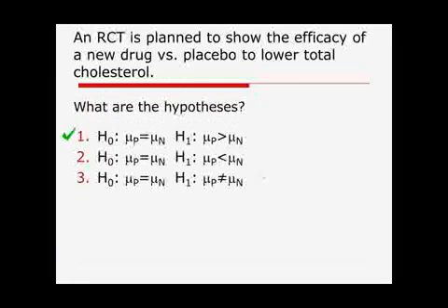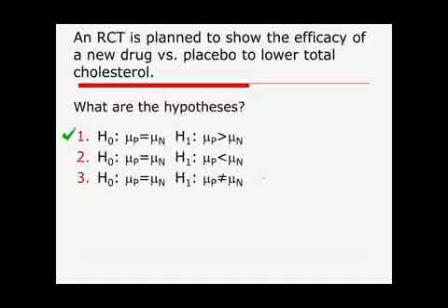So there's some differences here. So we have a clinical trial, and we want to see if the new drug will actually lower total cholesterol. So what we really want to see is the mean cholesterol for people on the new drug to be smaller than that for people on the placebo. That would be the first case. So be careful in this.